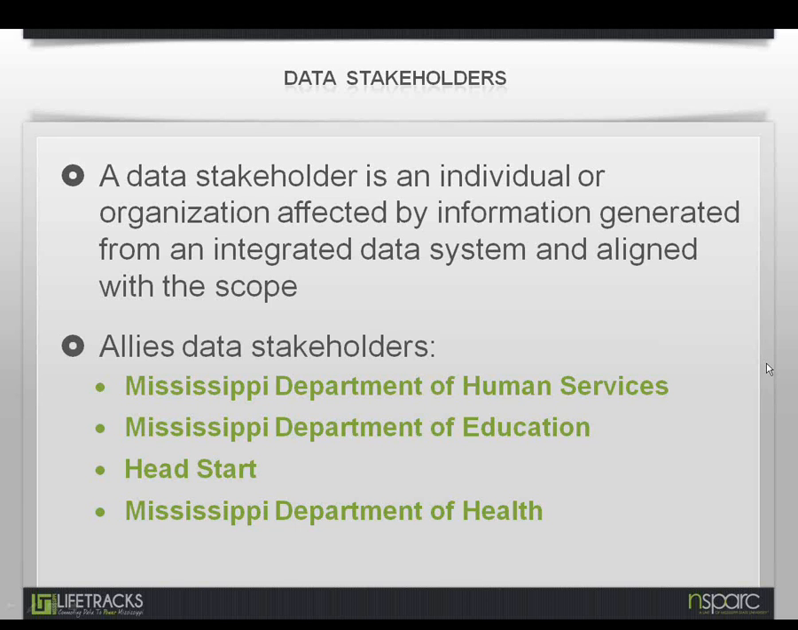So data stakeholders related to the Allies for Quality Care program include the Department of Human Services, the Department of Education, Head Start, and the Mississippi Department of Health. And this really helps set up a longitudinal process that as the system is developed, as more data is collected over time, you can really start seeing long-term impacts on it. So having those data stakeholders identified is absolutely key.